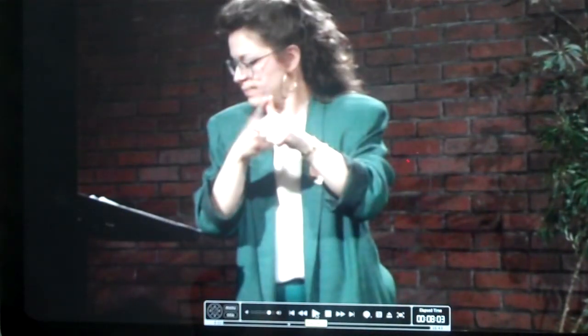How many of you in the audience believe that there is one universal sign language? That's one sign language used among the entire world.